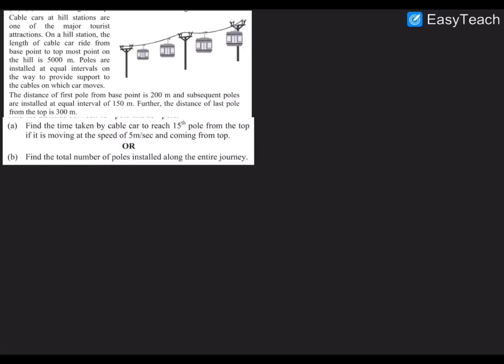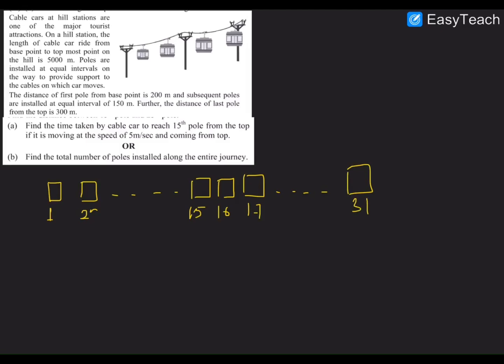Now for the last part, the time taken by the cable car to reach the 15th pole from the top. Try to understand this. Let this be your first pole. This is second. In between there are some poles, 13, 14, 15, 16. This is 15, this is 16, 17, and we know there are 31 poles. So this is your 31. And this is your hill, which is 300 meters from here.